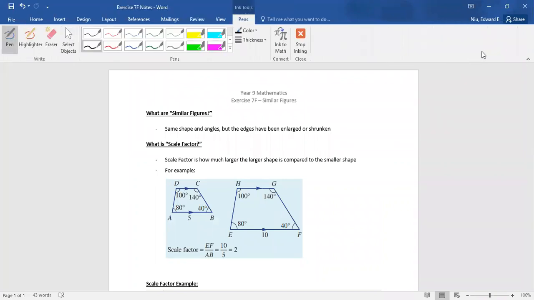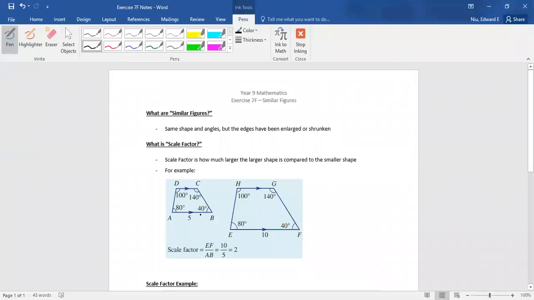We're taking a look at exercise 7F today, which is on similar figures. Now, similar figures isn't quite like congruent figures or congruent triangles. We're still dealing with the same shapes, but instead of congruent being the same, the shape has been shrunken or enlarged, but obviously the angles and the shape are still the same. What do they look like?